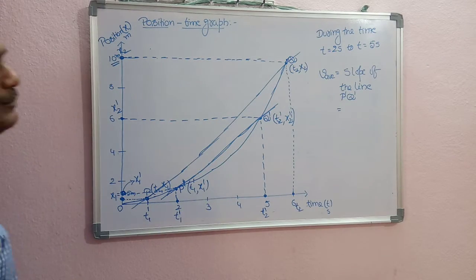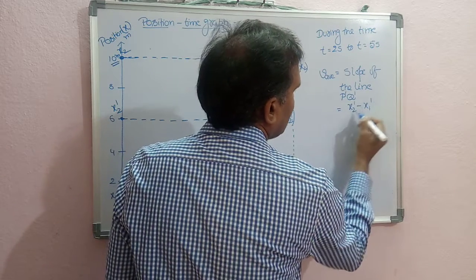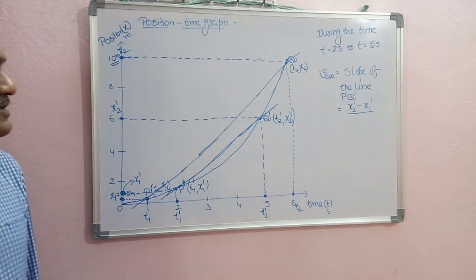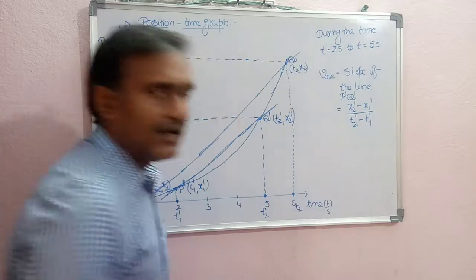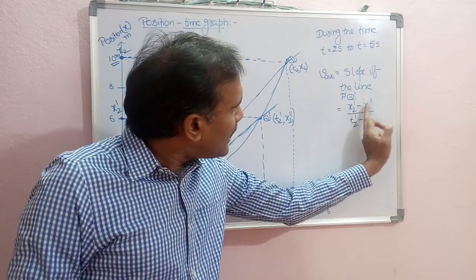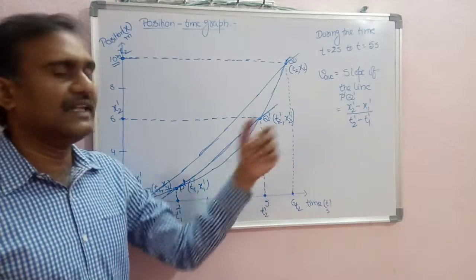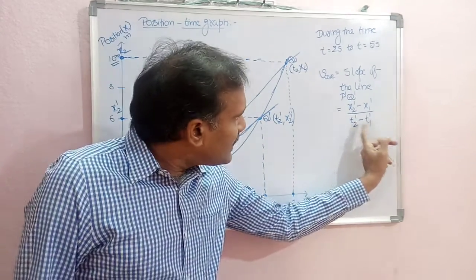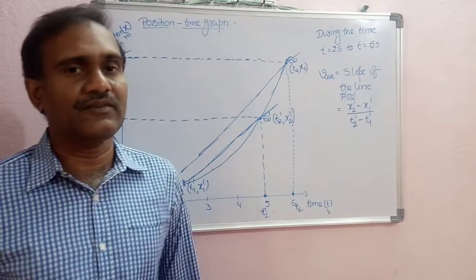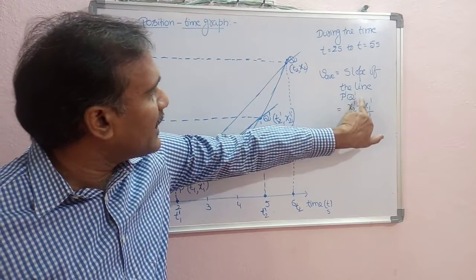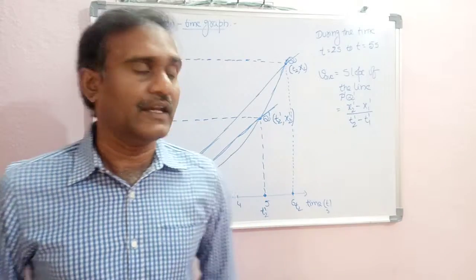Now what is the slope of the line P dash Q dash? Change in y coordinates, x2 dash minus x1 dash, divided by change in x coordinates, t2 dash minus t1 dash. Now you observe this x2 dash minus x1 dash, final position minus initial position, or path length traveled by the particle. Change in x coordinates t2 dash minus t1 dash indicates time interval. Therefore, the slope of this line P dash Q dash represents average velocity or average speed.